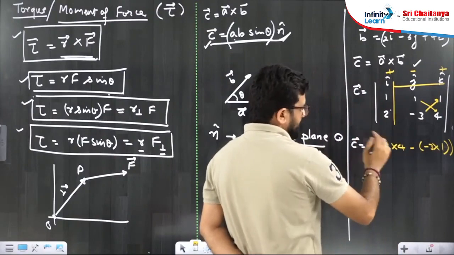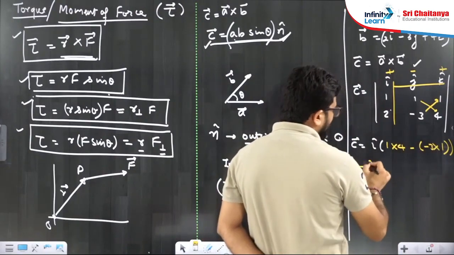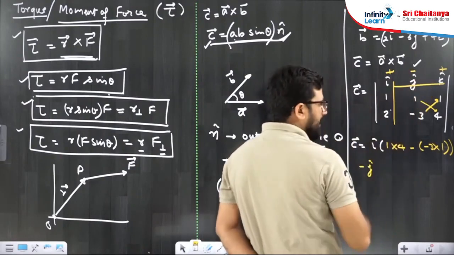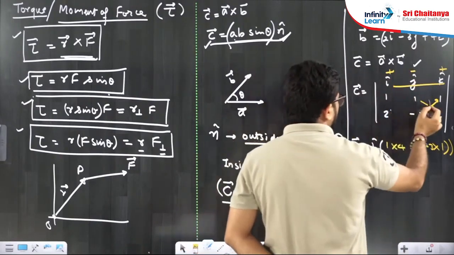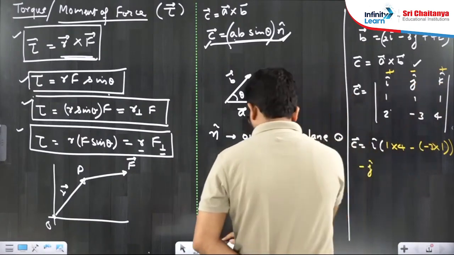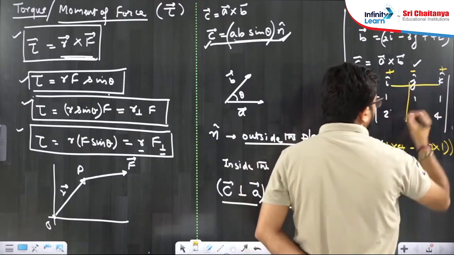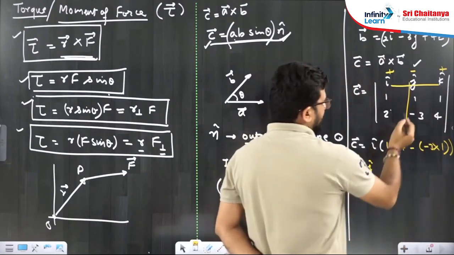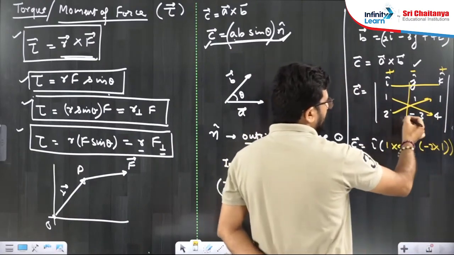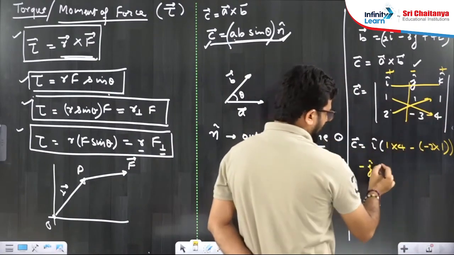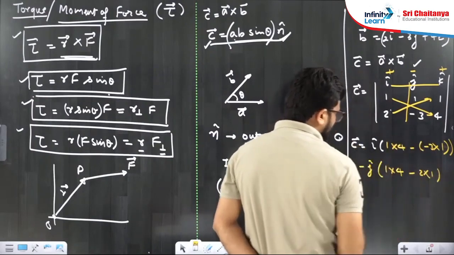Okay, now this is the I cap we have calculated. Now go for J cap. So I will write minus. Why minus? Because of the alternating sign. Now again we do the similar thing. From this column I will not take anything, and from this row I will not take anything. That means I have to multiply like this: 1 into 4 and minus 2 into 1. That means 1 into 4 minus 2 into 1.